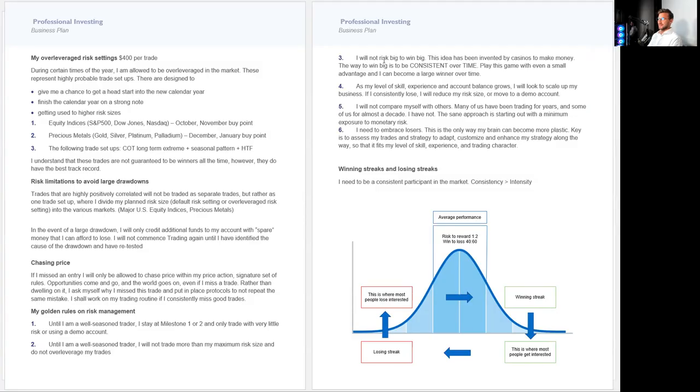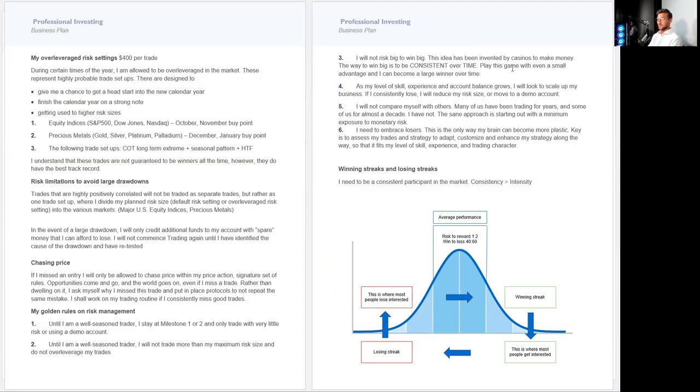Number 3, very important here. I will not risk big to win big. This idea has been invented by casinos to make money. The way how we will win big is to be consistent over time. The emphasis here is consistent over time. The only way how I can be consistent over time is to be in this game all the time, right? I cannot be 2 months in, 2 months off, 1 month in, 1 month off. Doesn't work. I need to be consistent over time.